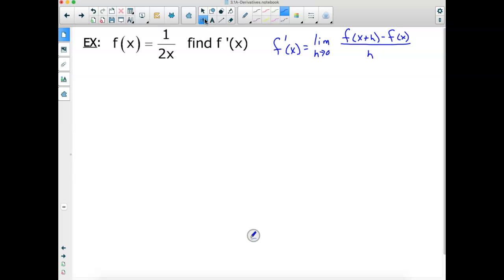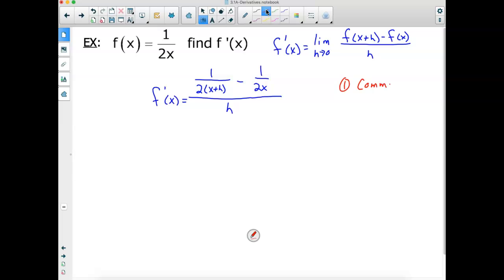So I'm going to say f prime of x equals, well, f of x plus h, that's going to be 1 over 2 times x plus h. And then that's minus f of x, well, that's 1 over 2x. And now that whole thing is over h. Check it out. I got a complex fraction again. What do I need to do, number one?